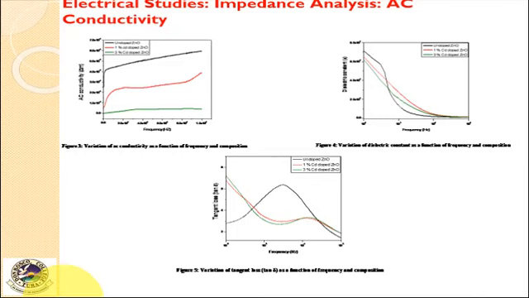Figure 3 shows the variation in electrical conductivity with frequency for undoped and Cd-doped ZnO samples. The AC conductivity increases with the increase in frequency for the pure and doped samples. The conductivity decreases with the increase in dopant concentration. Figures 4 and 5 show the frequency dependence of dielectric constant and dielectric loss tangent of the undoped and Cd-doped samples.